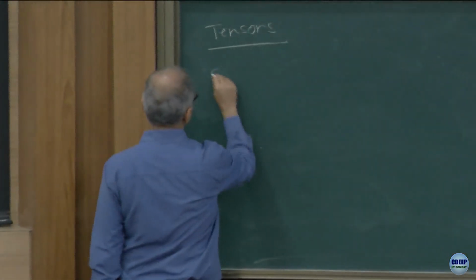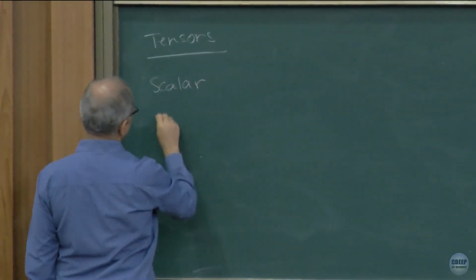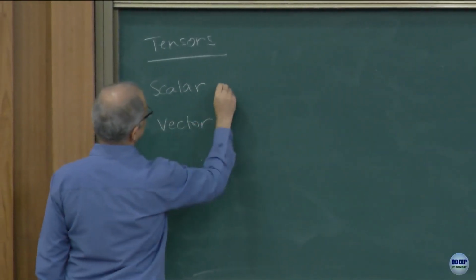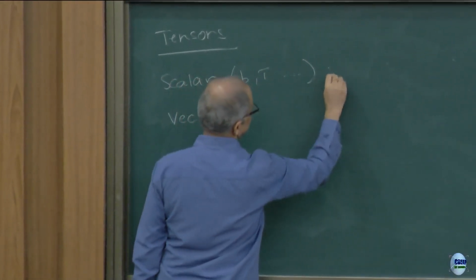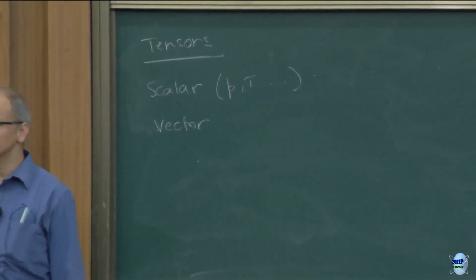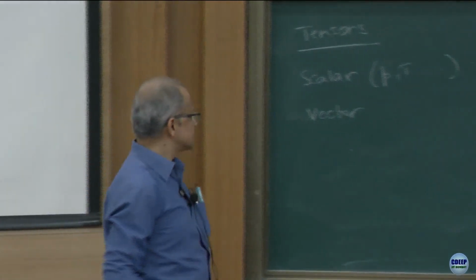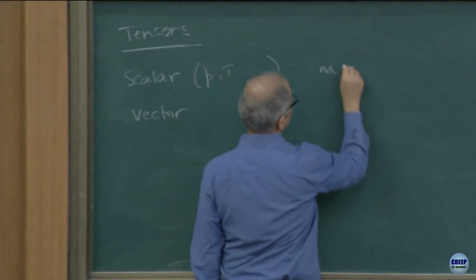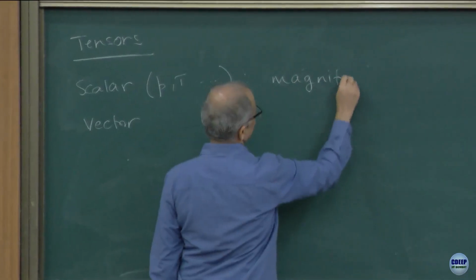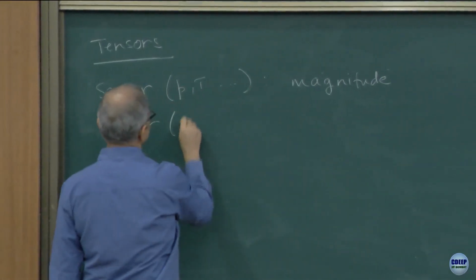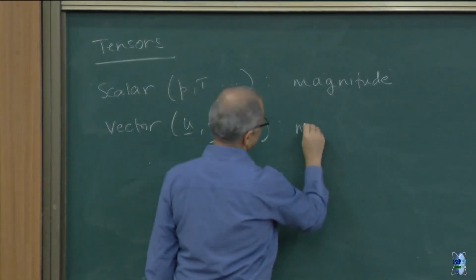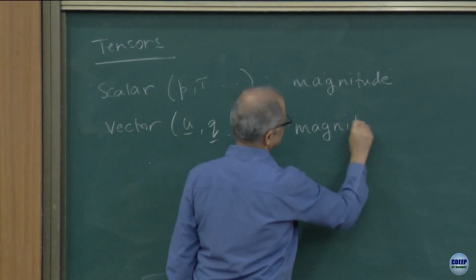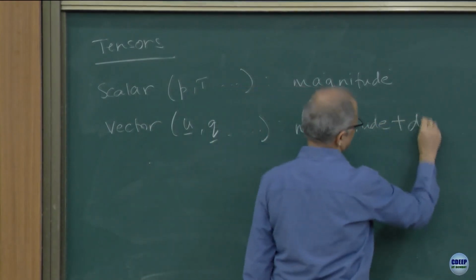Here we know about scalars and we know about vectors. A scalar could be pressure, temperature, energy, entropy, and many other quantities. What is a scalar? It has magnitude. What is a vector? A vector could be velocity, heat flux, and many other things. It has magnitude plus a direction.